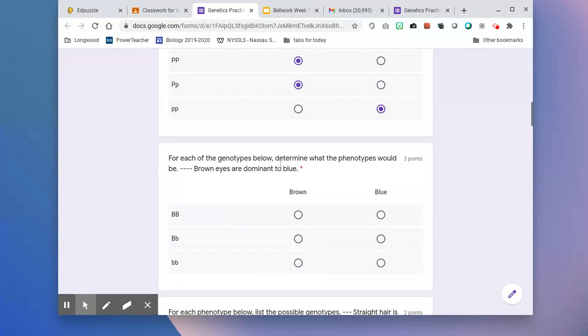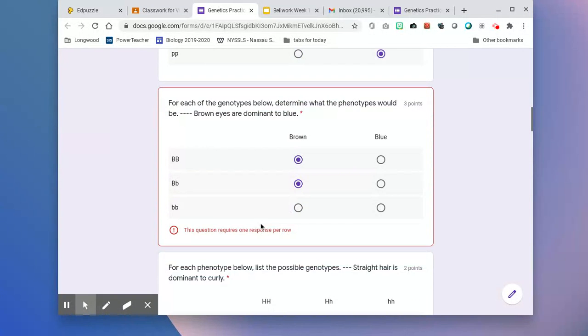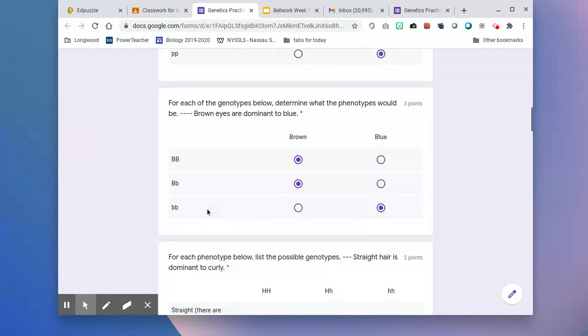Next, for each of the genotypes below, determine what the phenotypes would be. Would it be brown eyes or blue eyes? They're telling you that brown eyes are dominant to blue eyes. So here are our genotypes. Homozygous dominant, big B, big B. That is going to have a phenotype of brown eyes. Capital B, lowercase b is going to be, you guessed it, brown eyes. Lowercase b, lowercase b, that individual will have blue eyes. The only way to have blue eyes is to have two genes that are recessive, two blue-eyed genes.